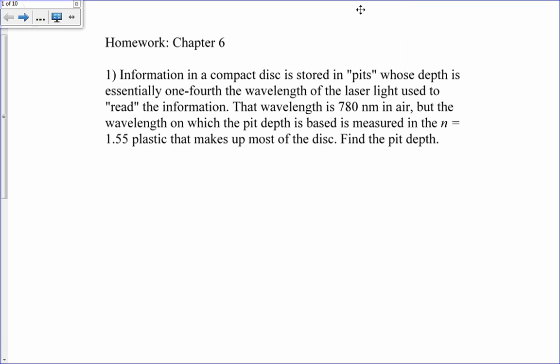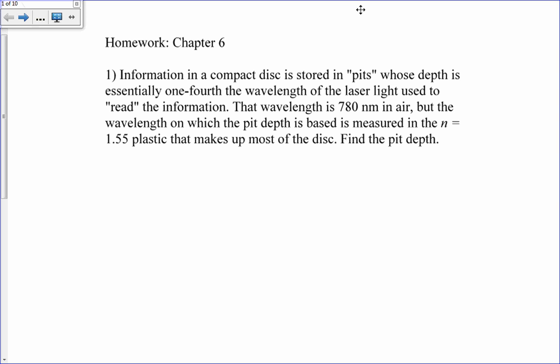Alright, this is homework for Chapter 6. Information in a compact disk is stored in pits whose depth is essentially 1/4 the wavelength of the laser light used to read the information. The wavelength in air is 780 nanometers, but the wavelength on which the pit depth is based is measured in the plastic. That has an index of 1.55 that makes up most of the disk. Find the pit depth. So really what we need to find here is the wavelength of the light.